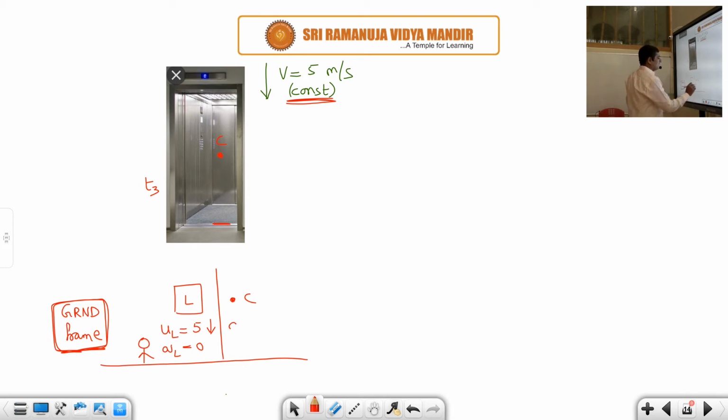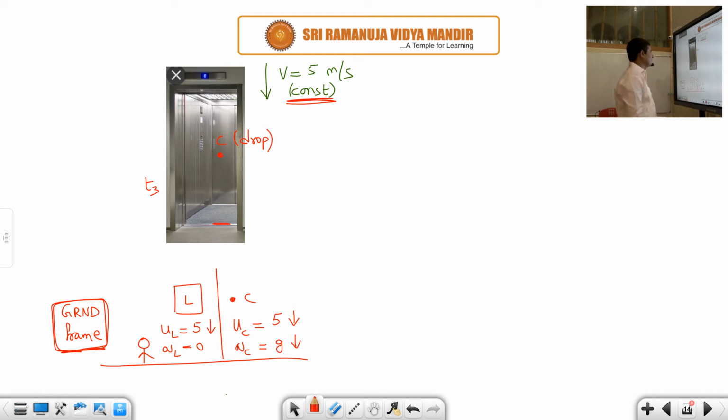Next, what is the initial velocity of the coin, students? It is dropped, so should we write 0? No, it has the same velocity as the moving object, which is equal to 5 meters per second downwards. And what is the acceleration of the coin, students? It is not 0, it is g downwards.